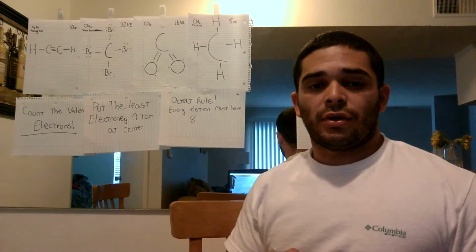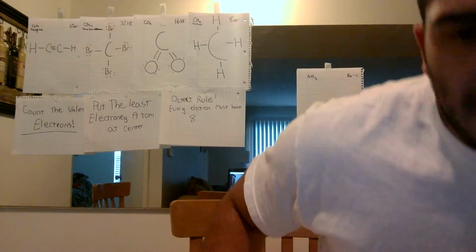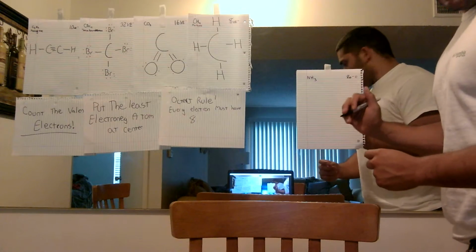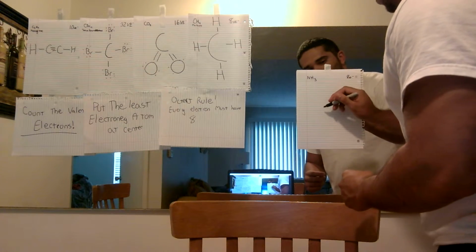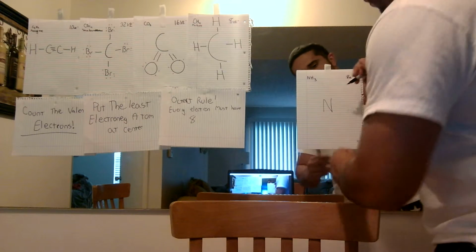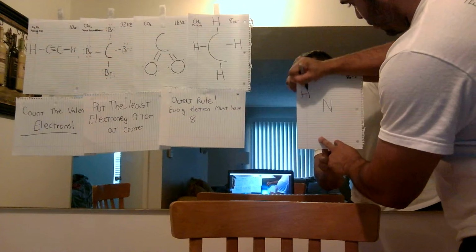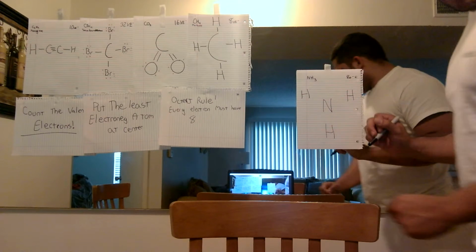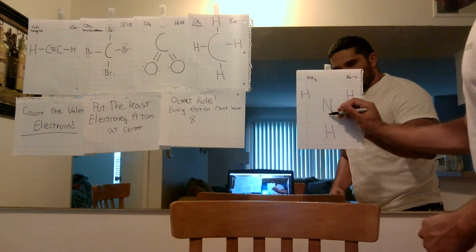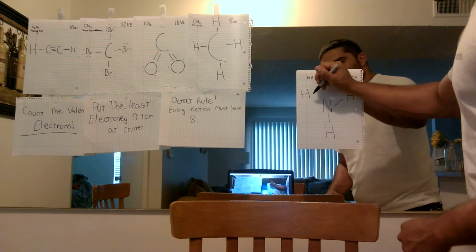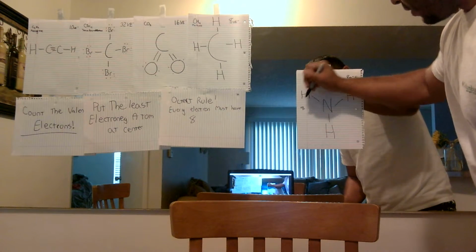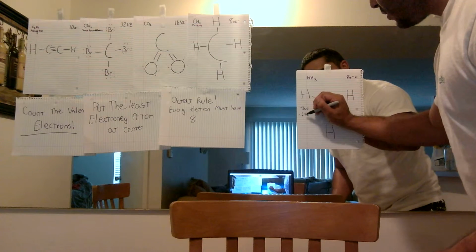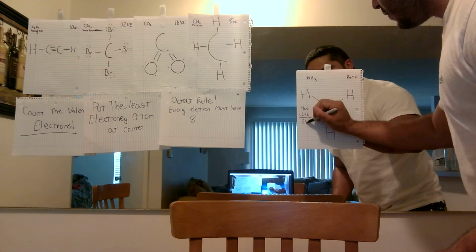Now I will be going over NH3. All right, so we're going to draw the least electronegative atom in the middle, which would be nitrogen. And then let's draw the hydrogens on the outside of it. Now we're going to connect them. 2, 4, 6. So I started with 8 valence electrons, just used up 6, which means I have 2 valence electrons left.